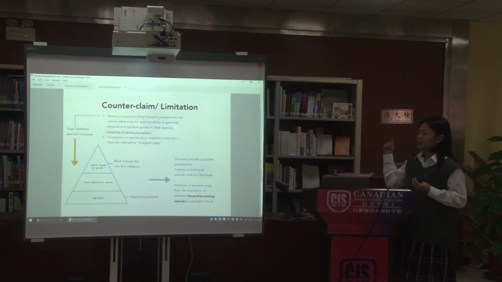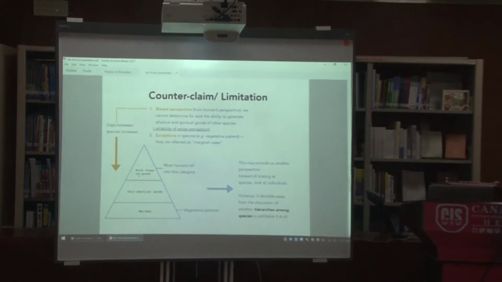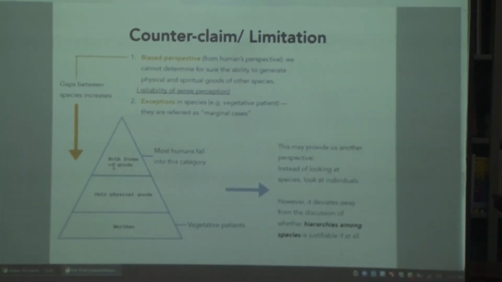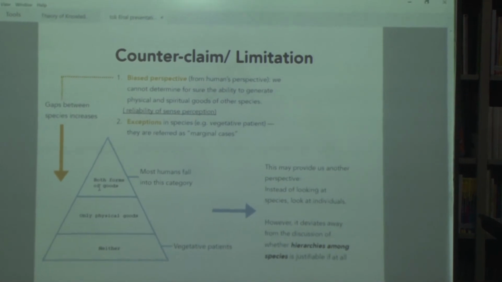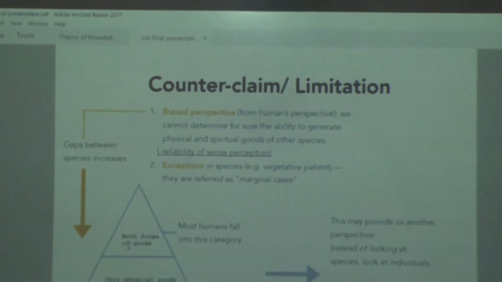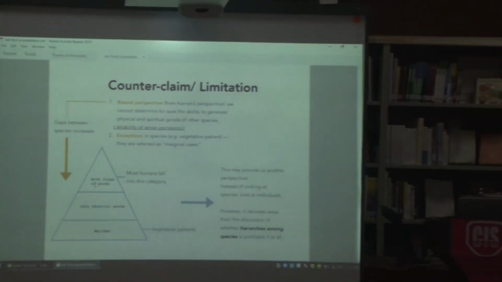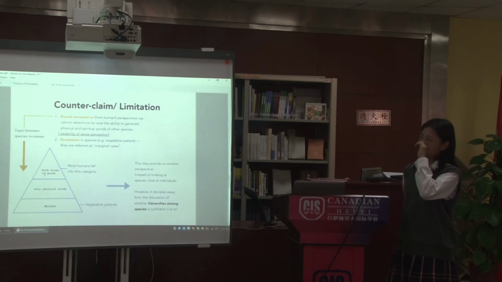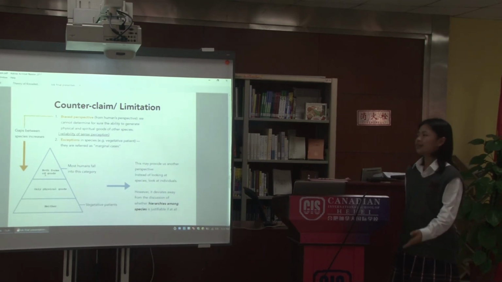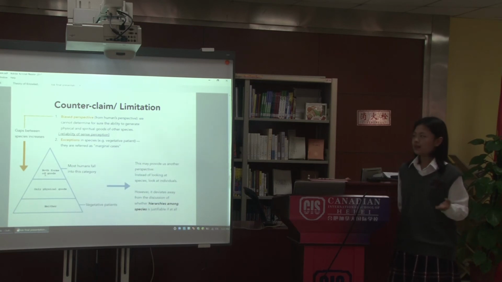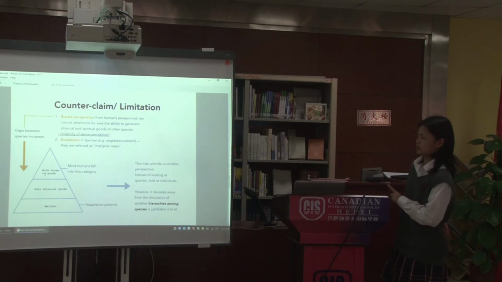Unfortunately, as we go down the pyramid, into the zone where we classify all those species that deserve less and less moral consideration, the gaps between species increase. So that is a limitation, because we cannot know for sure the reliability of our sense perception, whether this rabbit is suffering more than that insect. We cannot really test if that is reliable. So that is the first limitation.